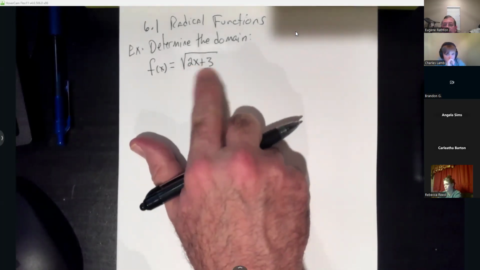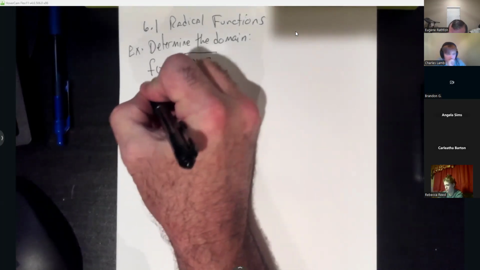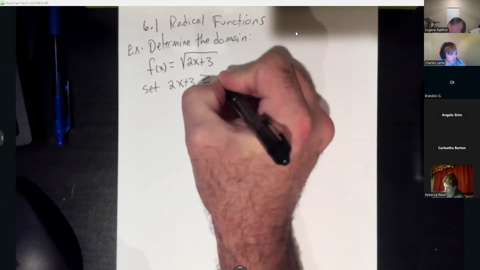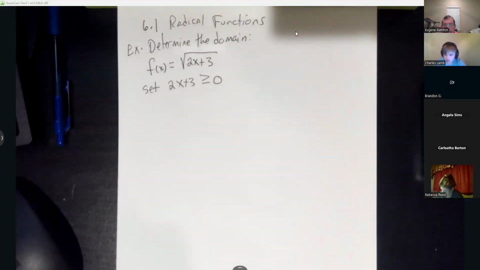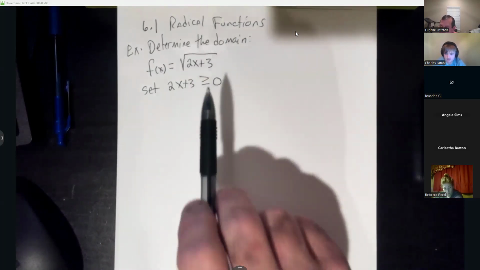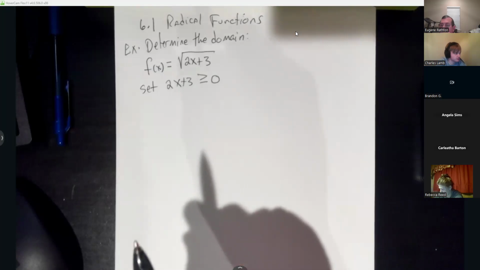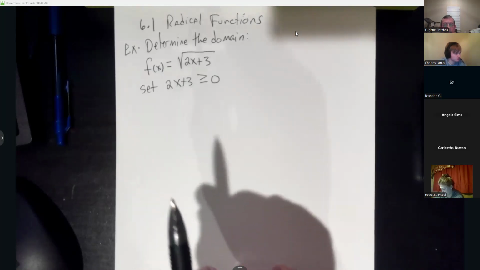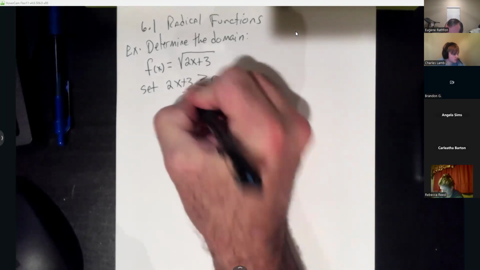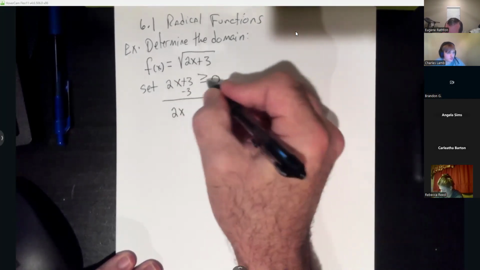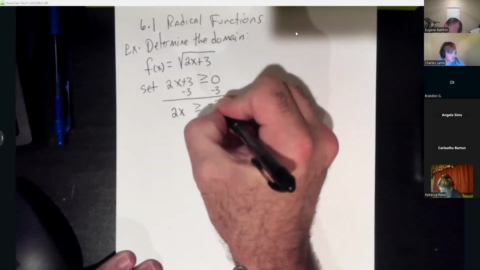All right, all this is under the radical, so I'm going to take that and set 2x plus 3 greater than or equal to 0. So remember, radicals, we always set greater than or equal to 0. Fractions, we set them equal to 0 because we were kicking those numbers out, okay? All right, y'all, so 2 moves on this. Let's see, we're going to subtract that 3 over. So my 2x is greater than or equal to negative 3.